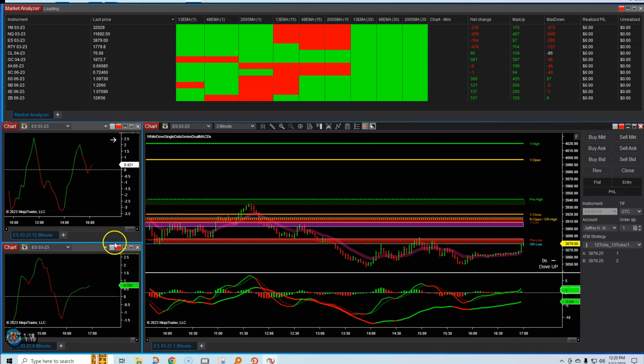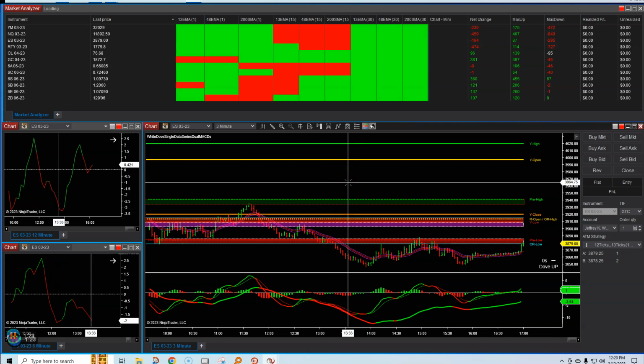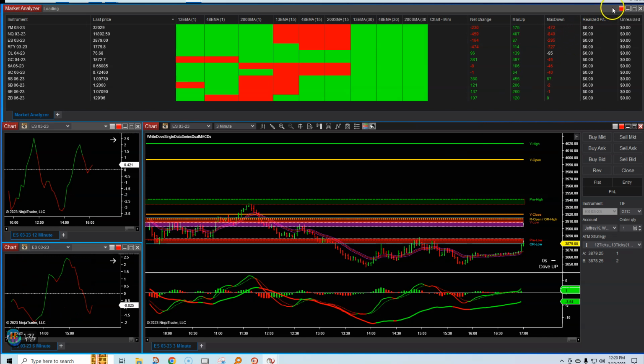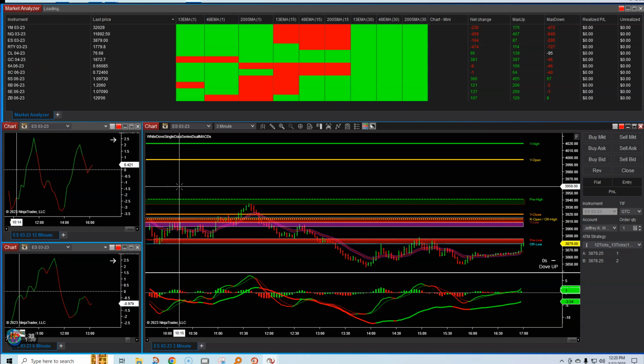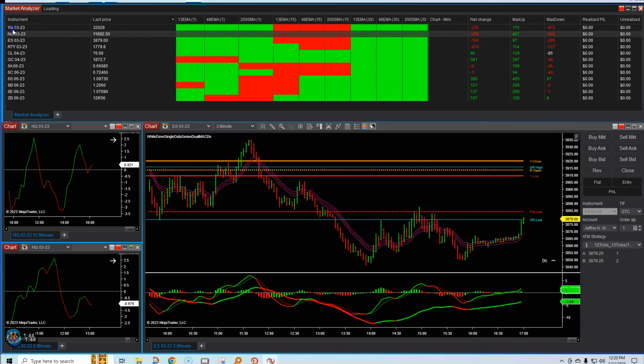This thumbnail's red, this thumbnail's red, and any other charts that are on my other screens, if they're set to red and my market analyzer's instrument link is set to red, then anytime I select one of these instruments, it's going to change all of my charts at one time. So for example, I'm on the ES right now, and let's say we go to the NQ, the NASDAQ.